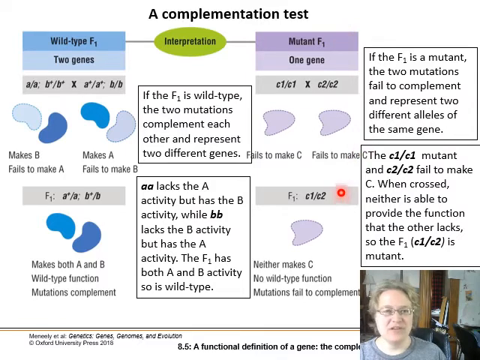So in the complementation test, you're looking to see if there were any separate genes with functionality that would pop up in the F1 generation. If they don't pop up, it was just two non-functional alleles. Hopefully that makes sense. Your book does a very good job walking through this as well.